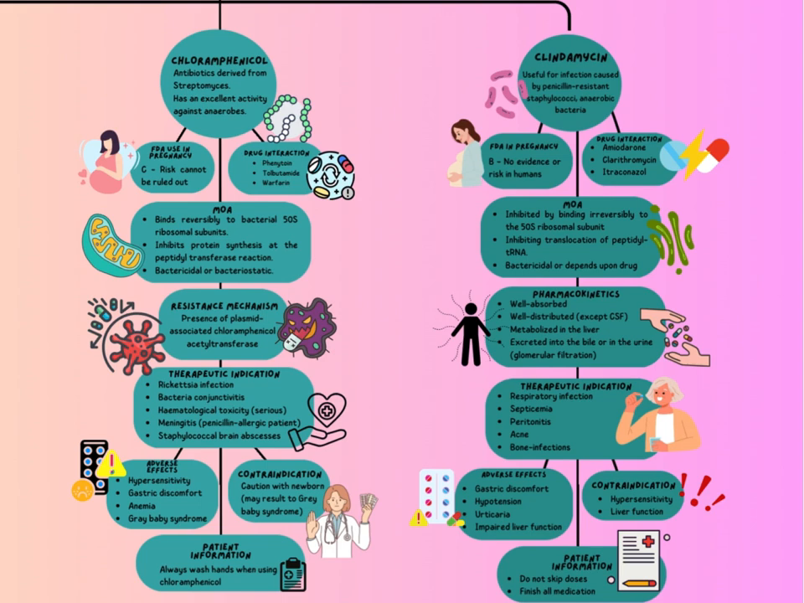The last one is clindamycin. Clindamycin is useful for infection caused by penicillin-resistant staphylococci and anaerobic bacteria. It's categorized as B in FDA use and pregnancy rating, which means no evidence of risk in humans. It is best avoided concurrently with drugs such as amiodarone, clarithromycin and itraconazole, as they can increase the effect of clindamycin. So, what is the mechanism of action of clindamycin? Opposed to chloramphenicol before, clindamycin inhibits by binding irreversibly to the 50S ribosomal subunit, thereby inhibiting translocation of peptidyl tRNA. Similar to chloramphenicol, it also can be either bactericidal or bacteriostatic depending on the organism.